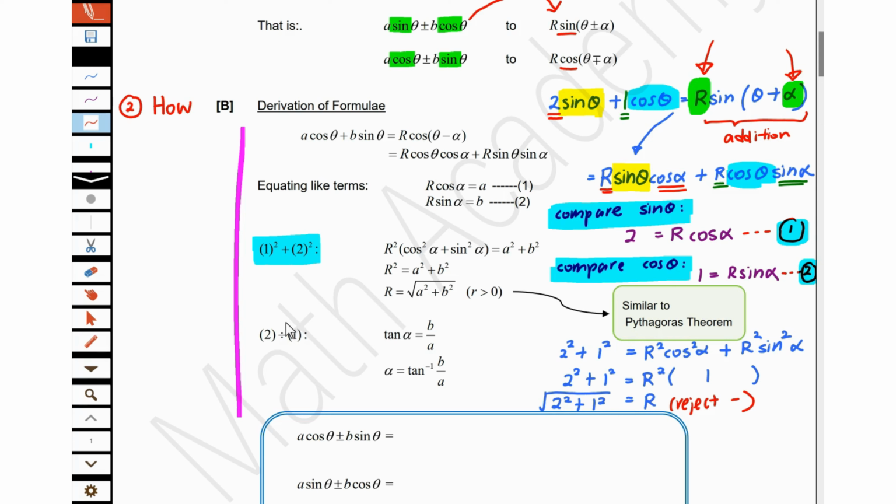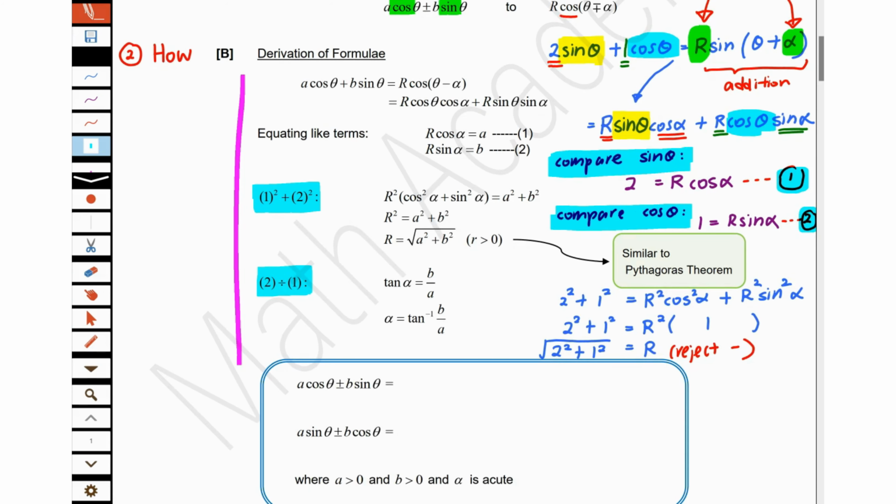The second thing you have to do is equation 2 divide equation 1. Equation 2 divide equation 1, that will be to say I'm going to see a sine divide cosine, okay? Let's write that down. So equation 2 divide equation 1.